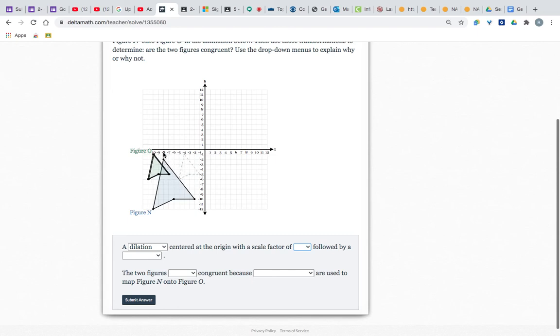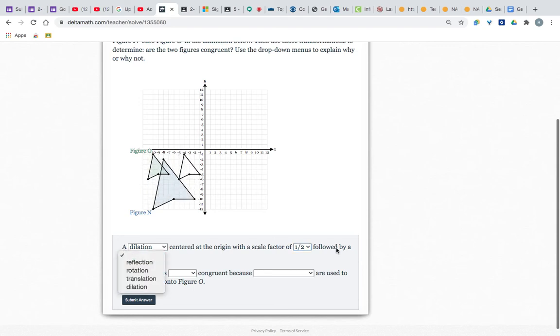So we're going from (-8, -2) to (-4, -1). So the -8, to get to -4, you have to divide by 2. And to get the -2 to the -1, you have to divide that by 2 as well. So that's a scale factor of 1/2. Half of -8 is -4. Half of -2 is -1. So we're at (-4, -1) based on just taking that point and cutting it in half.